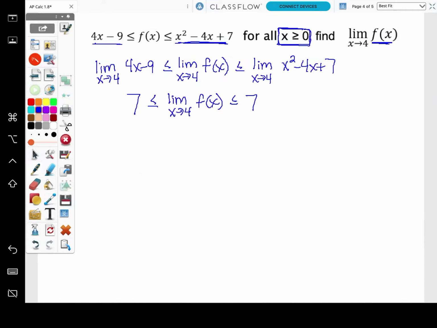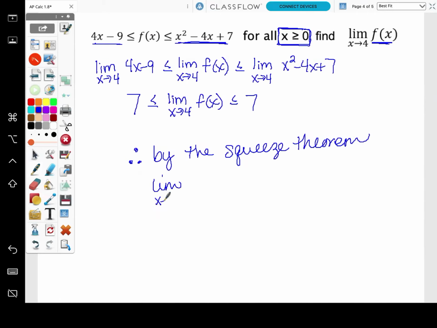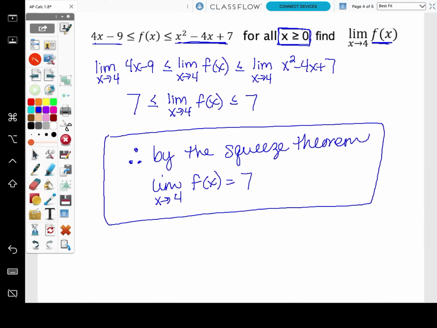So now, check that out. We didn't get a limit of 0. Now we're saying our limit is greater than or equal to 7 and also less than or equal to 7. So therefore, by our favorite squeeze theorem, the limit of some unknown function, f of x, is 7. Okay? So, 2 things we learned. Do math correctly, and also, not always will your limit be 0.